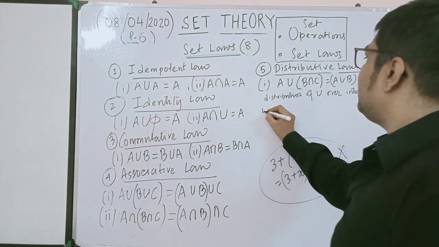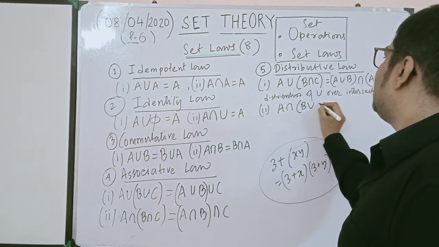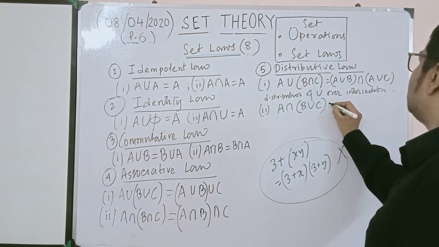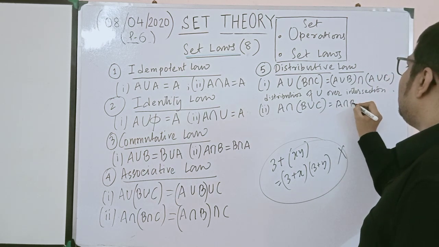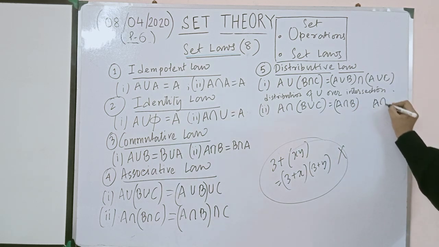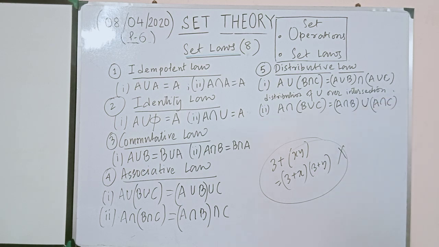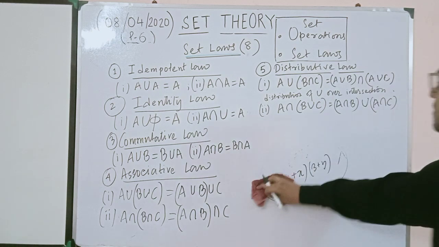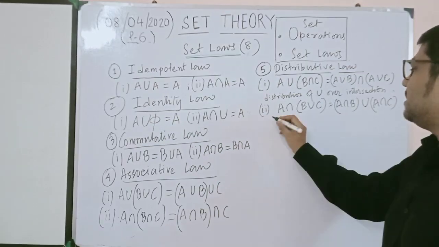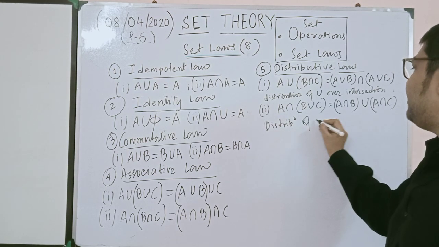Now the next part will be A intersection B union C. So that we write A intersection B and A intersection C, and union in the middle. Union in the middle. That means this is the distribution of intersection over union.